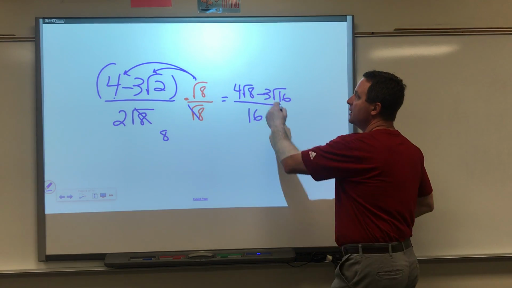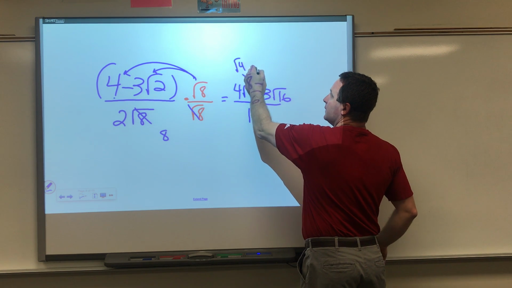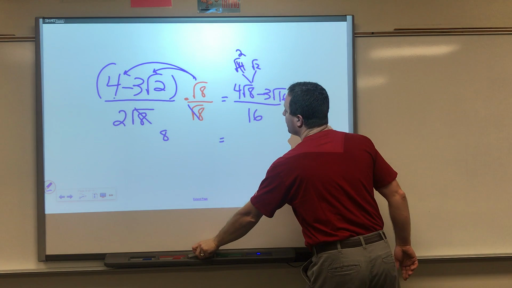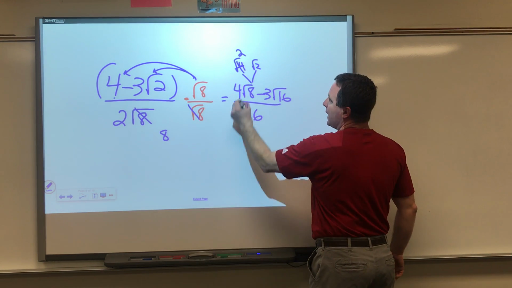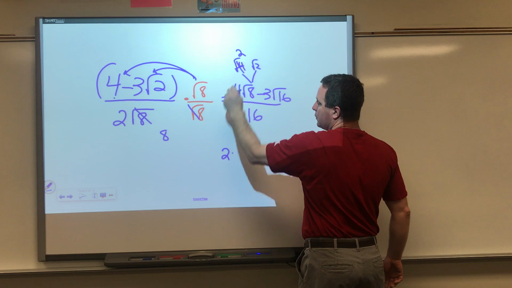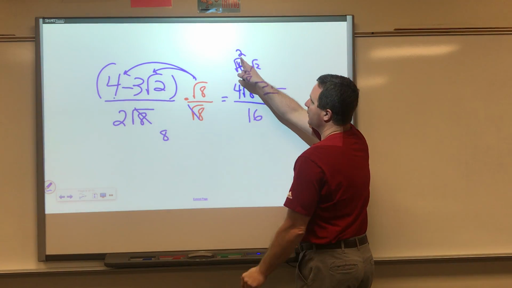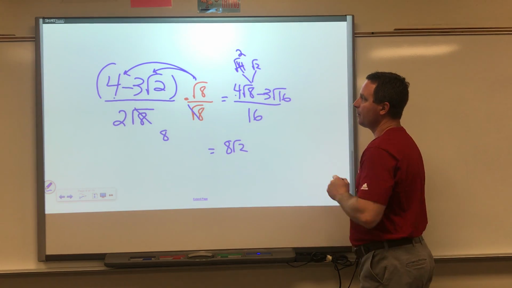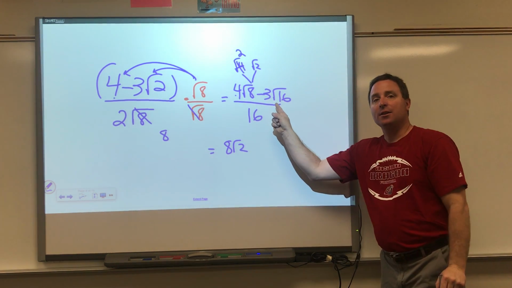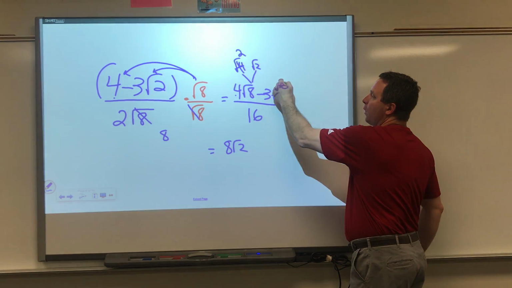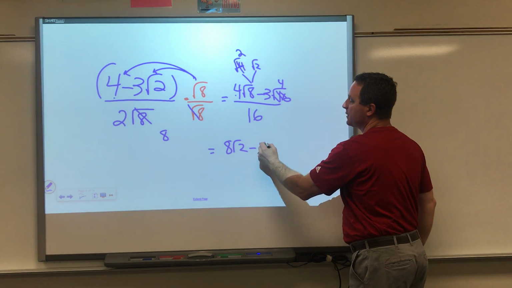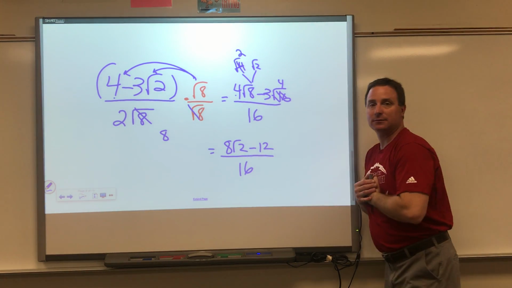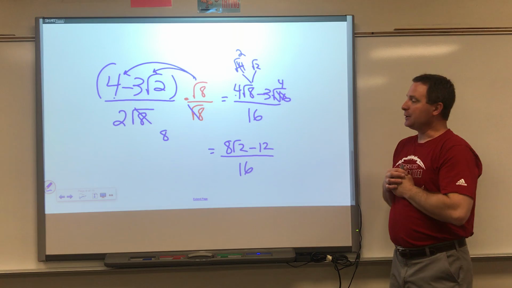How about the square root of 8? Well, the square root of 8 can be 4 times 2. The square root of 4 is 2. So I have 2 times 4. This 2 times that big 4 is 8 square roots of 2. How about this one? Oh, hey, look at that. The square root of 16, that's a nice number. That's 4. And 3 times 4 is negative 12, all over 16. Okay, so I've reduced each of my radicals.